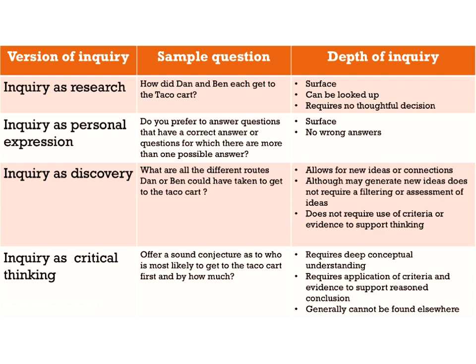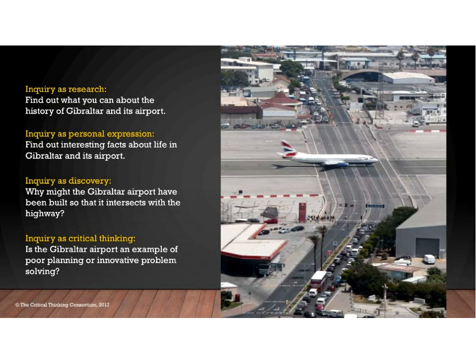But if I ask you to offer a sound conjecture, who is most likely to get there the fastest? You'd have to be able to apply what you know, your conceptual understandings, to arrive at a sound conjecture. So what I'm just trying to show in that is all of these are opportunities for inquiry, but one is simply looking up, and one is offering preferences, and one is inviting a judgment to be made.